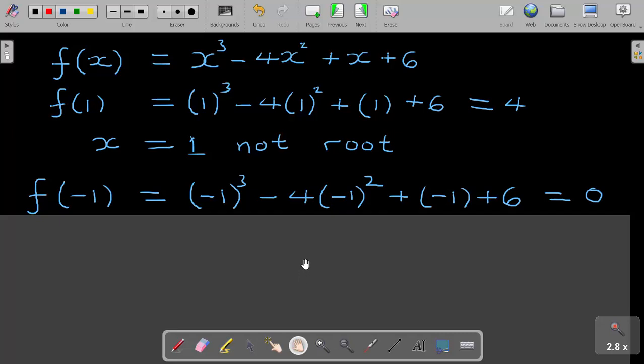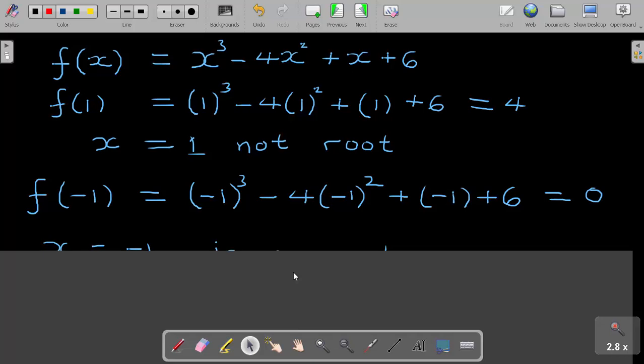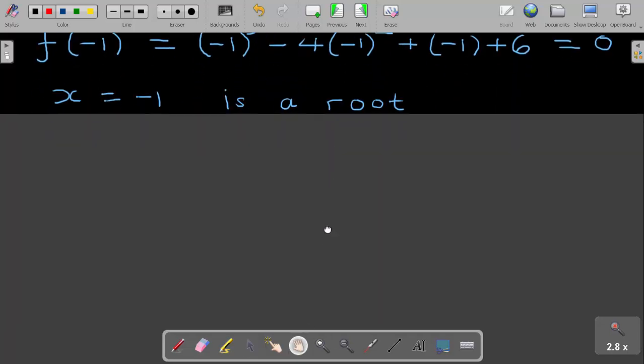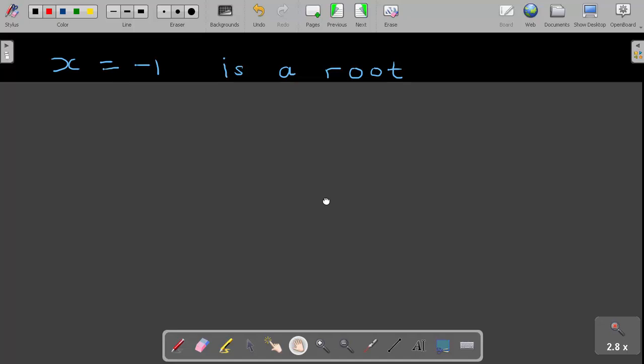Okay, so it means that in this particular case, x equals -1 is a root. So that's one of my answers that I'm looking for. Now note that any cubic function can be written as a product of the linear function, that's the factor which you get from here, and then the quadratic function.